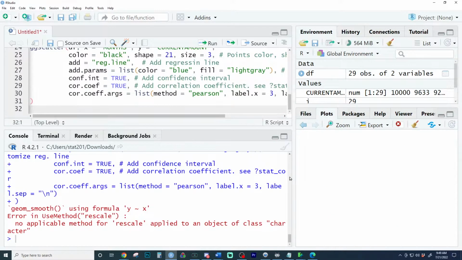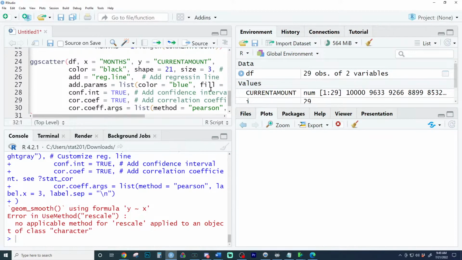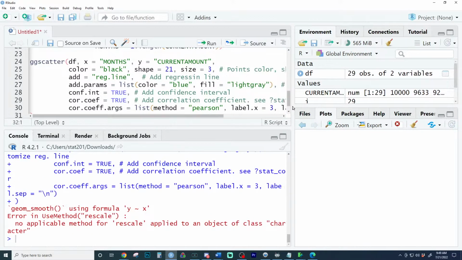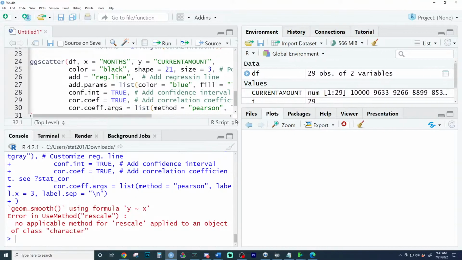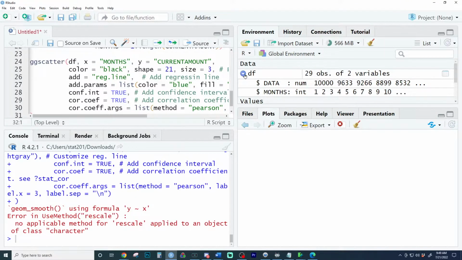Oh, what did it say? Oh, I think it's trying to do a character. Let me see right here. Error in use method rescale. Oh, are they characters? No. Number and integer. Oh, is it mad about... Let me look at this code again.